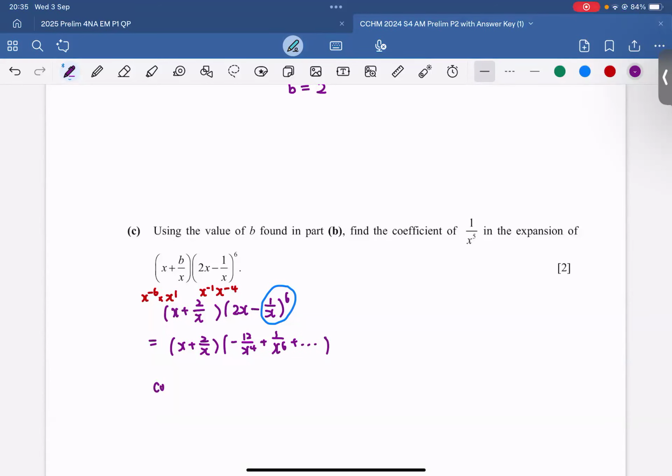So you can write down the coefficient of 1 over x to the 5 is equal to the power 6 term times this. So it's actually 1 times 1. Then next, the power negative 5 is actually this plus 2 times negative 12. So it will give us negative 23.